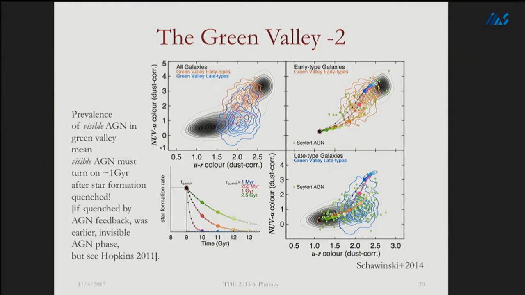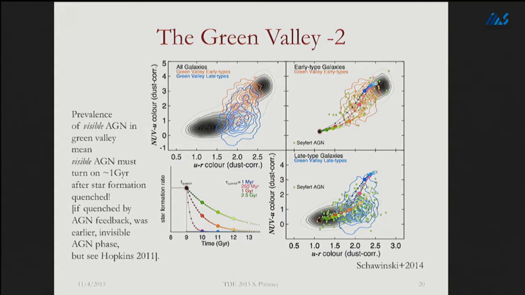So here's a little more just showing the star formation rates that you need in order to get up into this region, that you really have to turn off the star formation rate in less than about 100 million years in order to end up in this region. Otherwise, you sort of march off in this direction, or march off too far to the blue instead of moving up in the diagram.